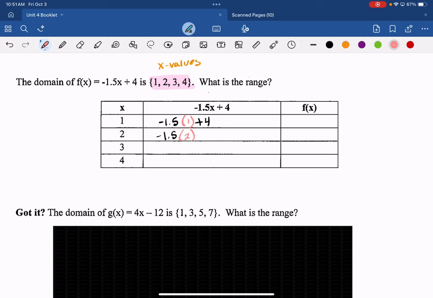Okay. I would keep going all the way. We're doing every single line. This is what we did at the very beginning of this chapter. We just didn't use function notation.